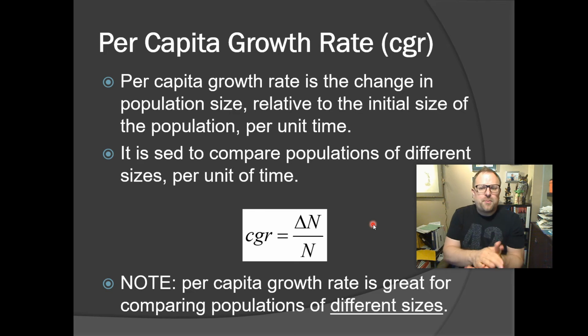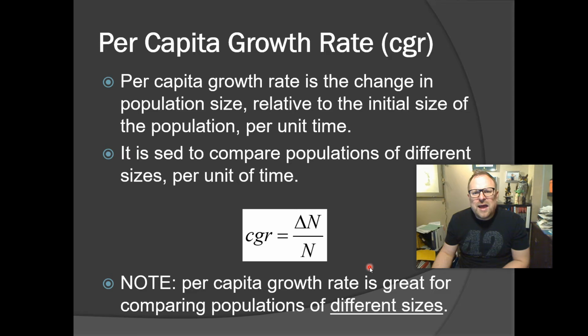When we're dealing with population growth, sometimes we want to compare two populations to each other. So we would do a per capita growth rate for each of those populations. We would look at the change in population and divide it by the number of individuals. That would give us a per capita growth rate for that population.